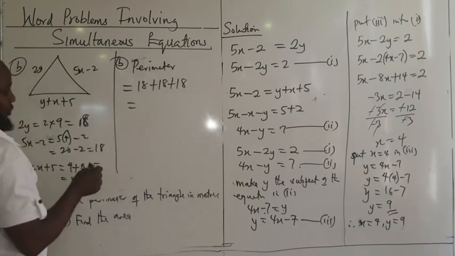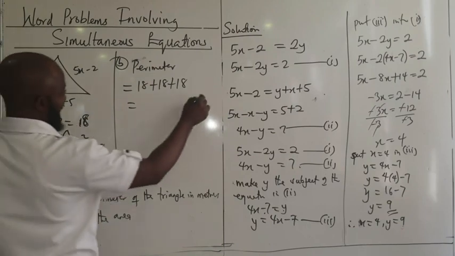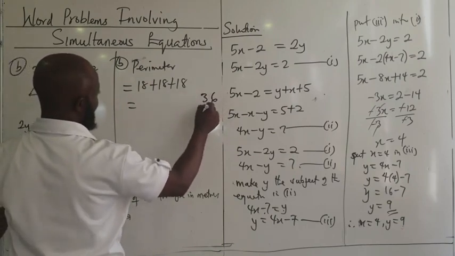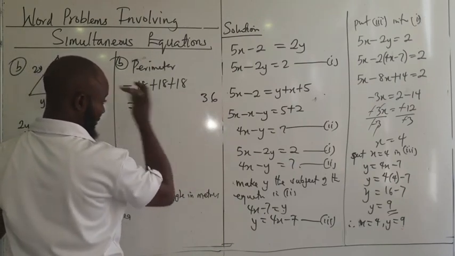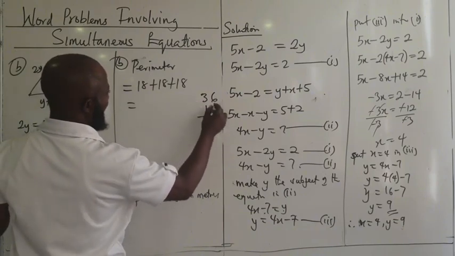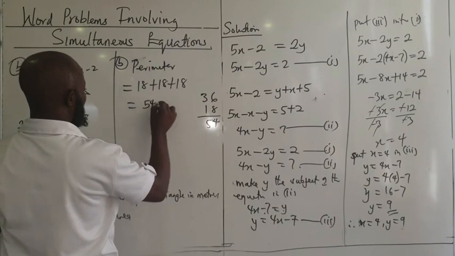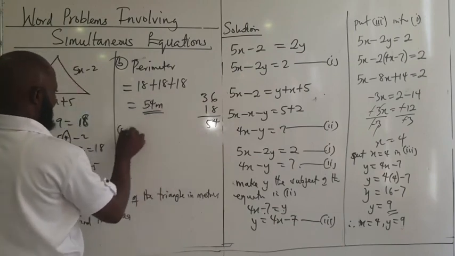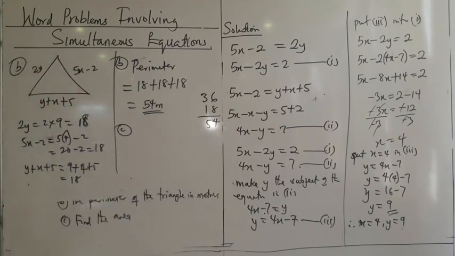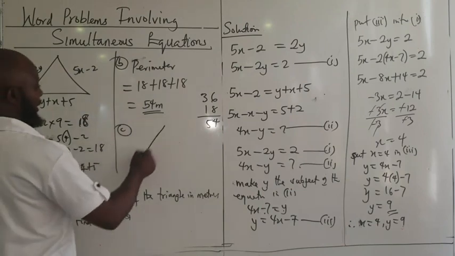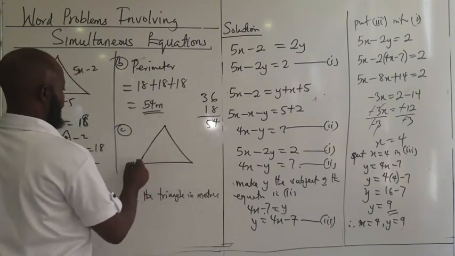So we add everything together, and that is 36 plus 18, and this is 54 meters. Then the last one, we say find the area. So all of this area we're going to make use of, because this is a scalene triangle. So we don't know the height.